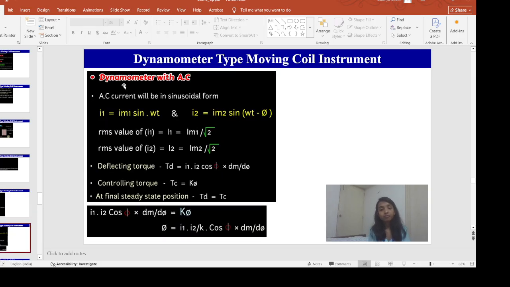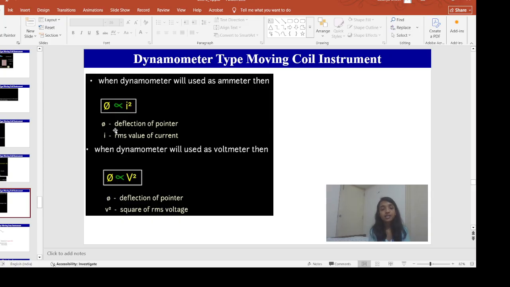Next, if it is an AC type dynamometer, in that case the expression of I1 will be Im1 sine omega t and I2 will be Im2 sine (omega t minus phi). So what will be the RMS value of I1? It is Im1 by root 2, and for I2 the RMS value will be Im2 by root 2. In this case, the deflecting torque Td will be I1 I2 cos phi into dM/dphi, and the controlling torque Tc equals K phi. In the final steady state position Td equals Tc. We can equate these two expressions to get a relationship between phi and I1 I2.